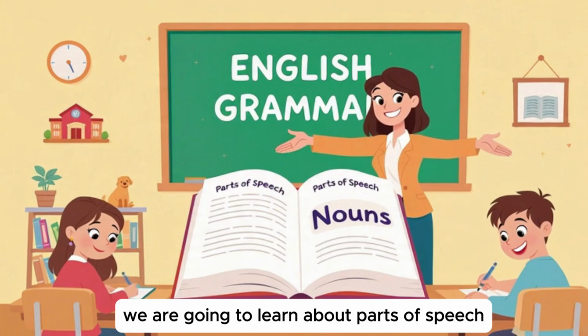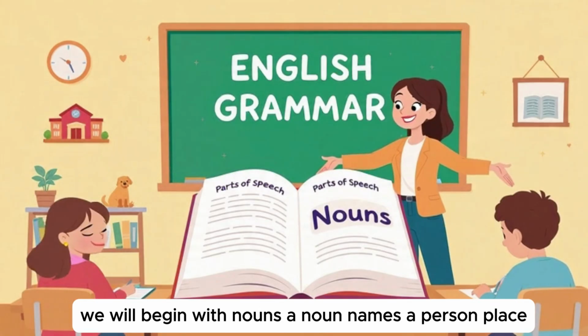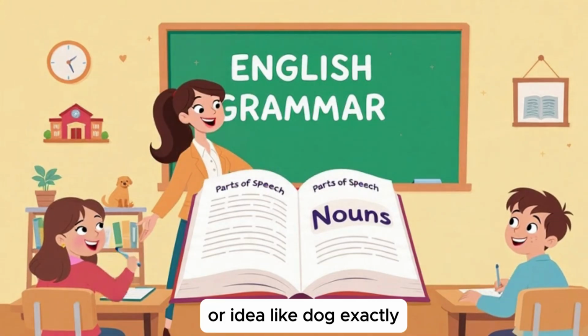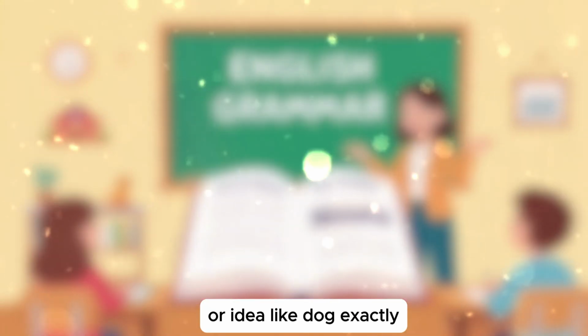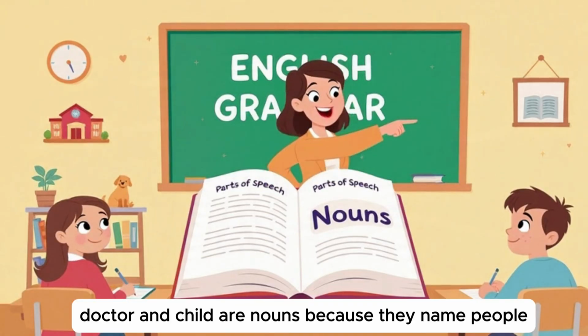In this lesson, we are going to learn about parts of speech. We will begin with nouns. A noun names a person, place, thing, animal, or idea. Like dog? Exactly. For example, teacher, doctor, and child are nouns because they name people.